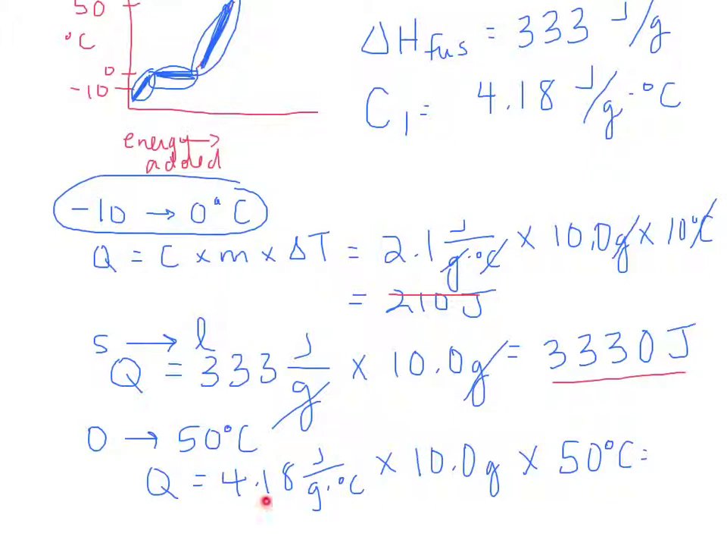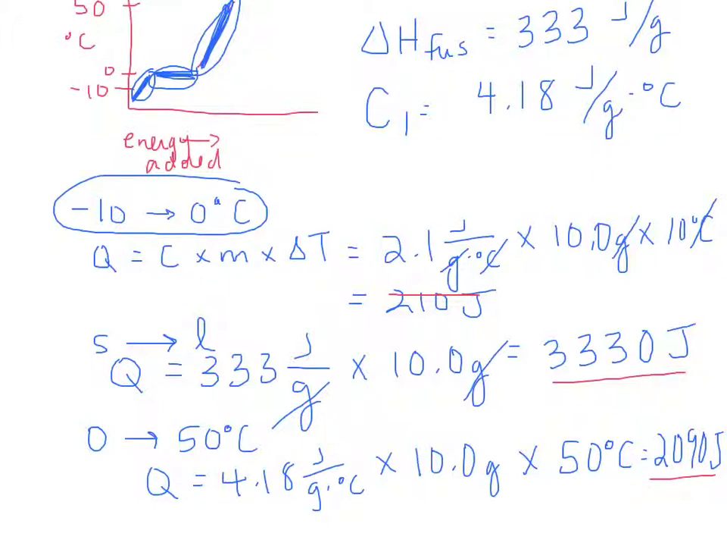You'll notice that it has the same three parts: specific heat, mass, and temperature. Just like up here where we also had a temperature change, we had specific heat, mass, and temperature. The difference being here we use the specific heat of solid water, and here we use the specific heat of liquid water. So let's calculate that. 4.18 times 10 times 50, and you should get 2,090 joules.